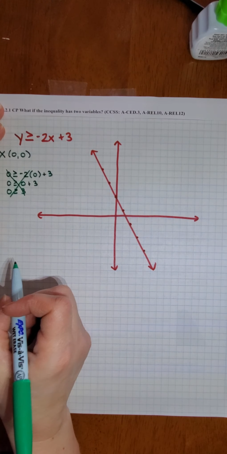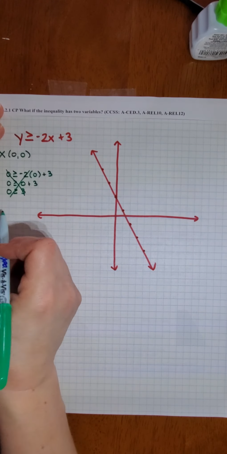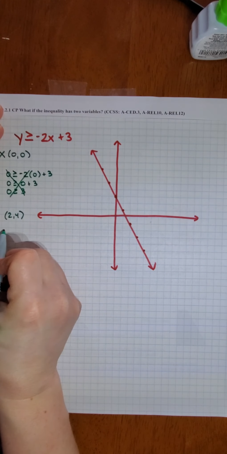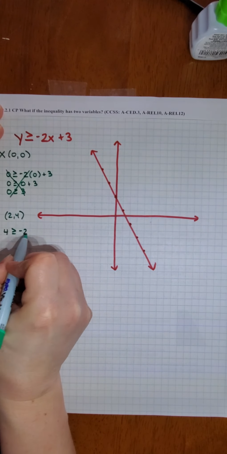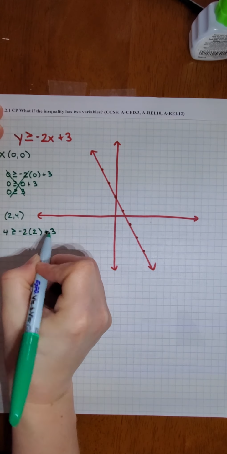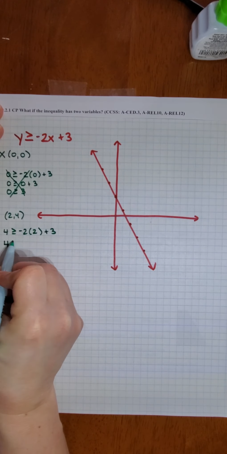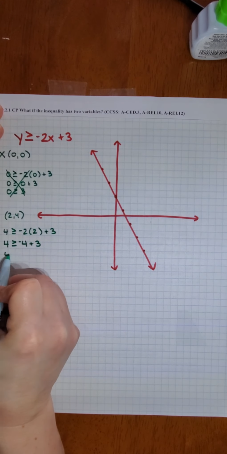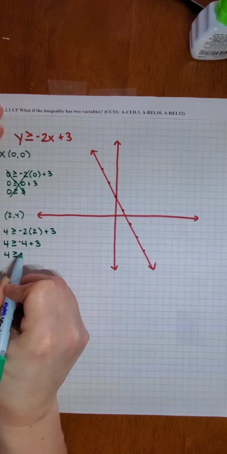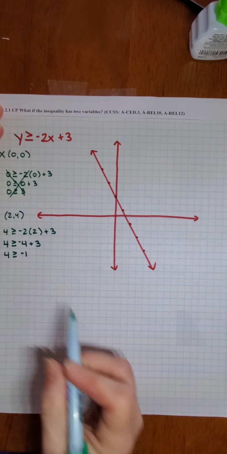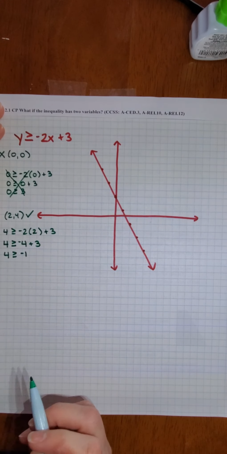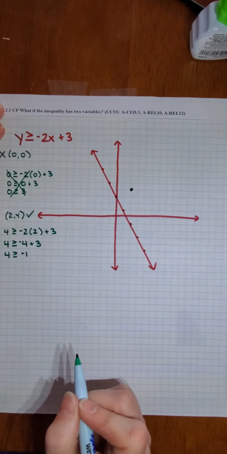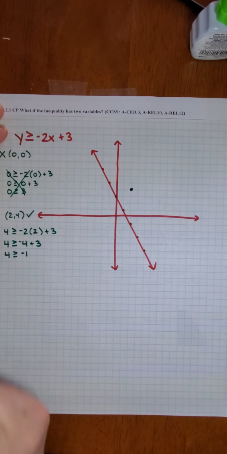Let's pick another one, say 2, 4. So 4 is the y coordinate, 2 is the x coordinate, and you'd have 4 is greater than or equal to negative 4 plus 3. Is 4 greater than or equal to negative 1? And we would say, yes, it is. So that means this coordinate, 2, 4, is true. It works for that inequality.